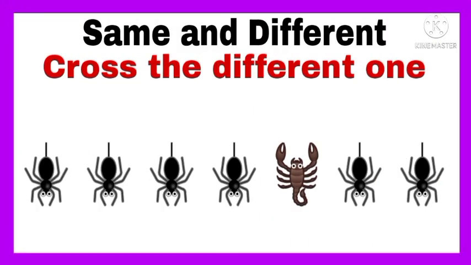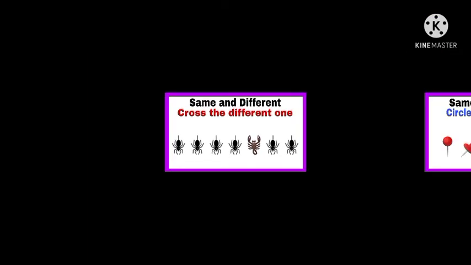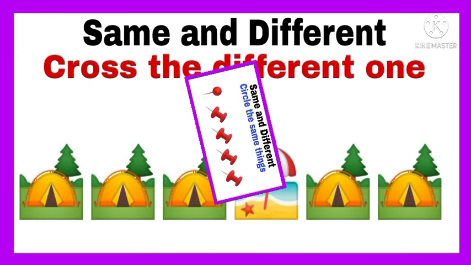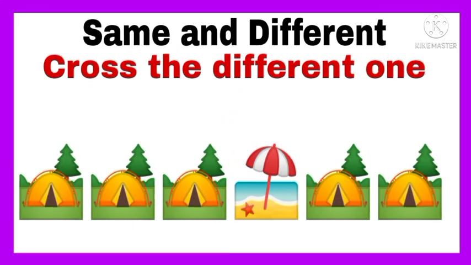Cross the object that is different one. The scorpion is different object. Circle the pins that are same. Cross the object that is different one, that is not match with others.